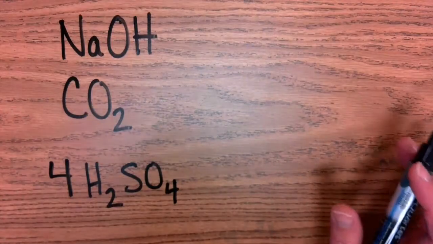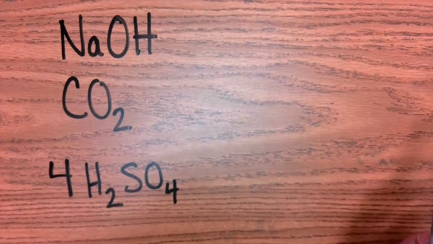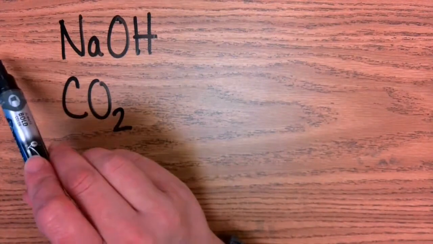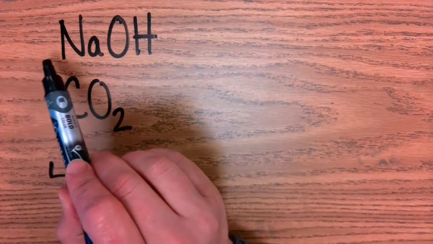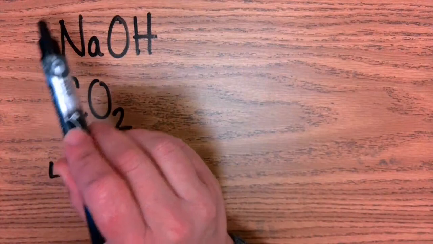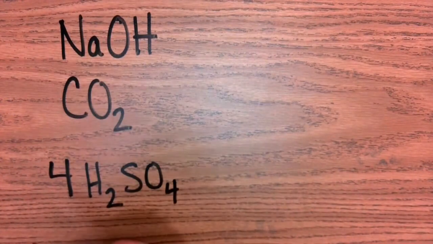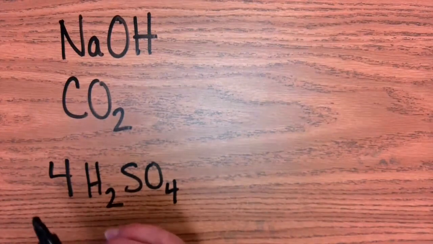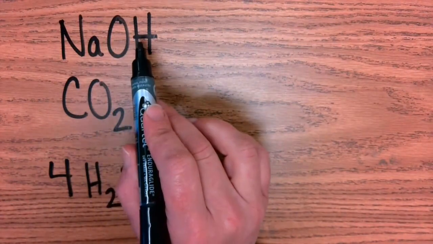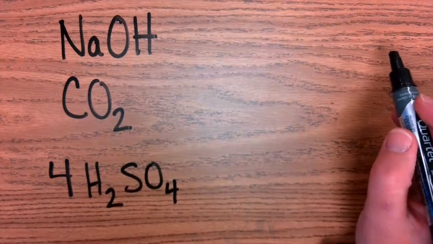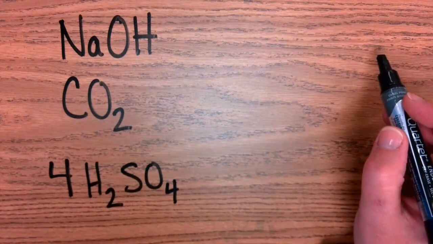Let's do a little bit of practice together. If there is no coefficient before the entire compound, we assume that there's only one of them. So here's what we're going to do. We're going to look at how many of each element and then the total number of atoms.